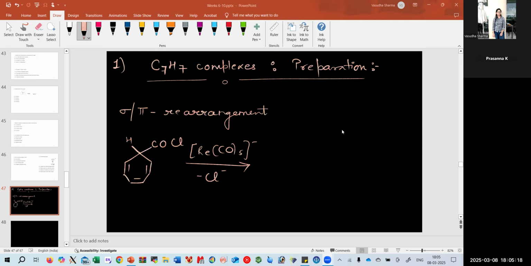Okay, so I was talking about how we can prepare C7H7 complexes. Here we have seen that if you are taking a substituted triene system and treating it with rhenium complex, the chlorine is going out and then rhenium is going to coordinate with your carbonyl.